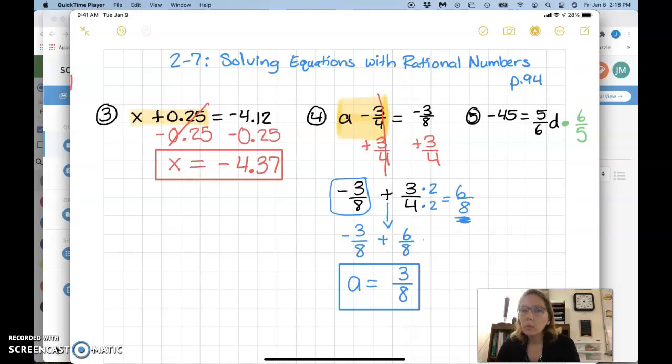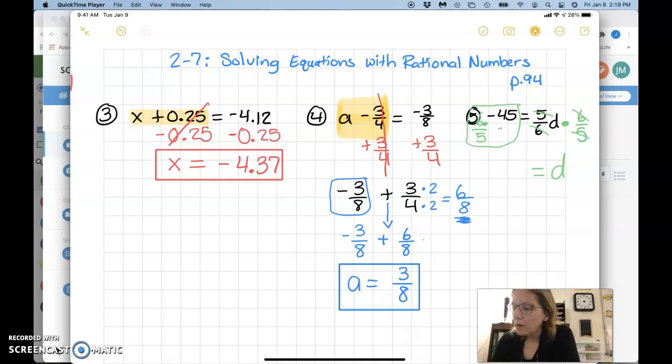And so whatever I do to one side, I have to do to the other. So I'm going to multiply this side by 6 over 5 also. What happens is these fractions end up canceling each other out, and I'm just left with the variable d, which is what I wanted. And now I'm going to multiply this side together and see what I get.